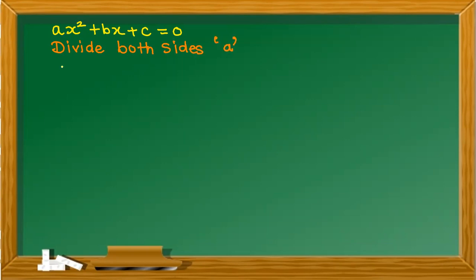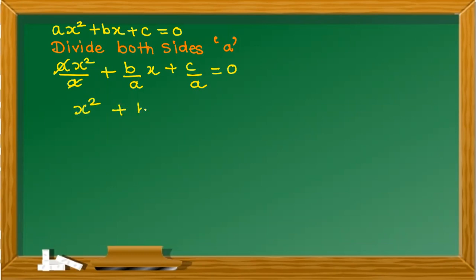So what do we get when we do so? ax square divided by a plus b over a x plus c over a is equal to 0. Now you see, a cancels with a. Now we get x square plus b over a x plus c over a is equal to 0. Now you see that the coefficient of x square is 1.